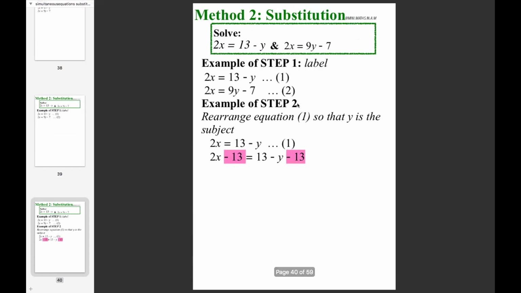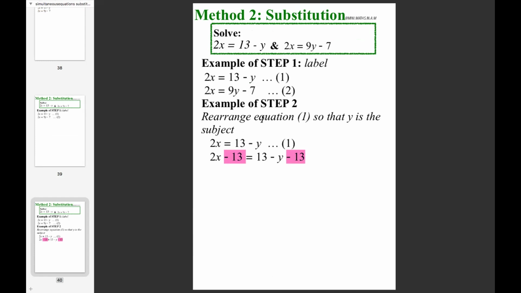Then step 2, we rearrange one of the equations to try and make either x or y the subject. Now I notice here we have 2's in front of these x's, which we don't love to try and make x the subject in that case. There's a 9 in front of this y, so I probably wouldn't make this y the subject. But this y has a -1. So I think that seems like the best one to try and make the subject. We're just less likely to have fractions that way.